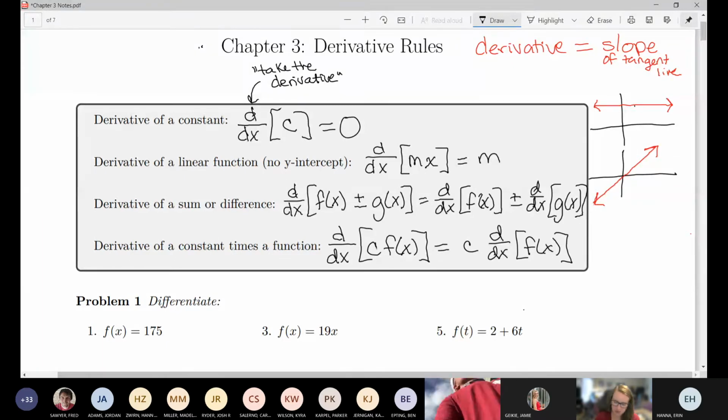So those are our first set of rules. Well, one other thing I'll say is kind of a combination.